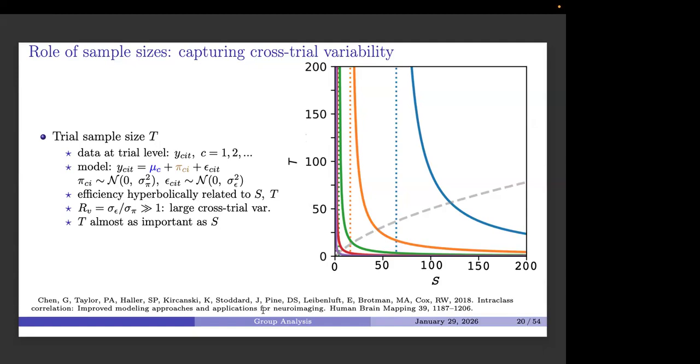In the paper, on the bottom of this slide, based on one particular data set, we show results with different numbers of participants versus different numbers of trials. It's almost close to symmetric between the two. The reason is that the cross-trial variability is almost 10 times, probably close to 10, or occasionally even bigger than the cross-individual variability.